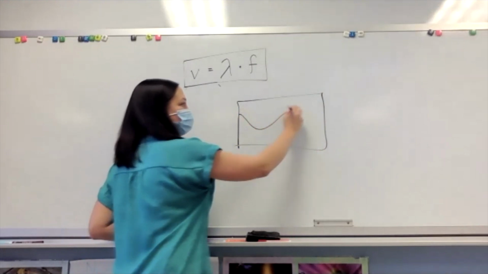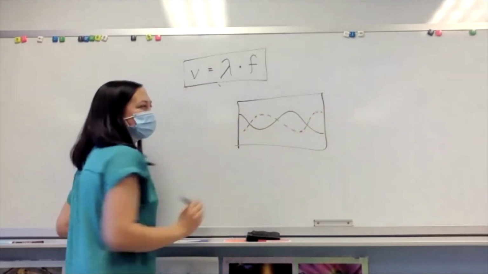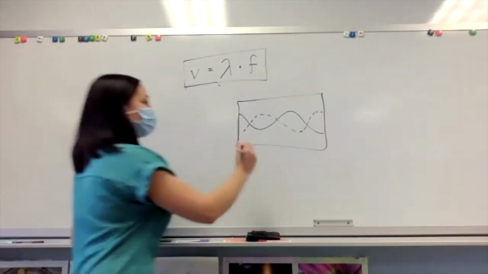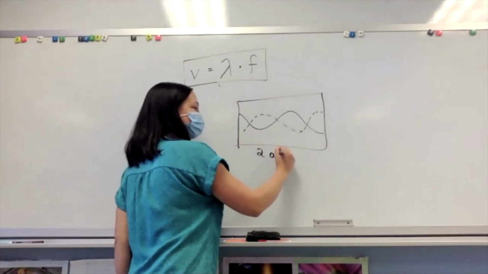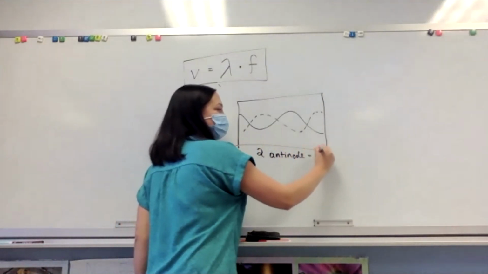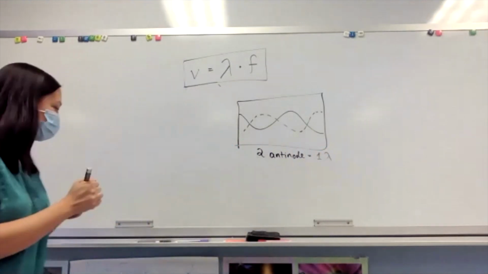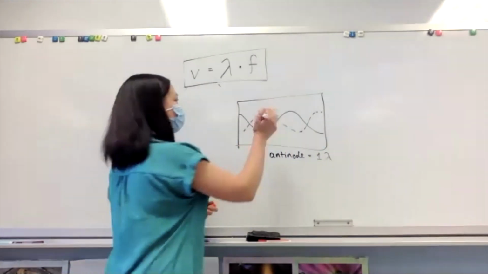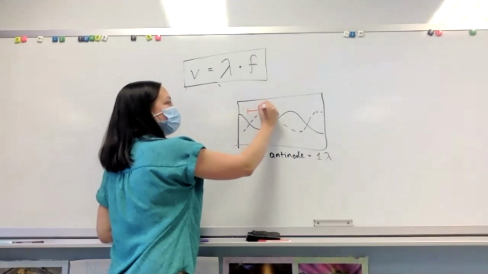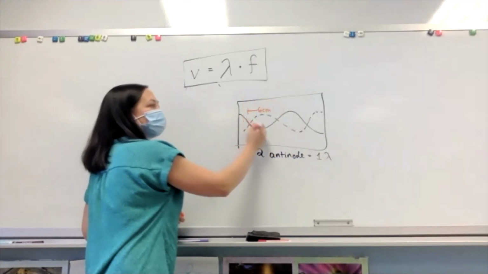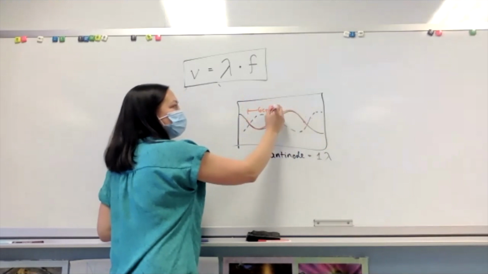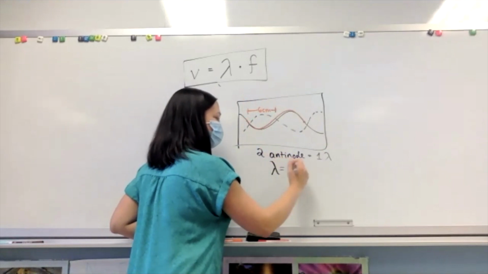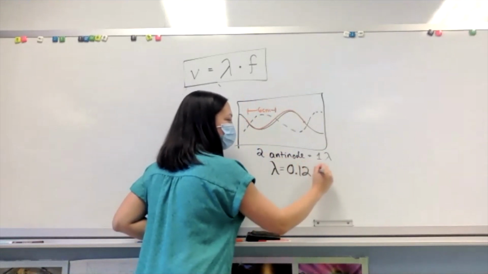So the pattern's going to be a little bit different. It's got antinodes on each end. And when we do this, we know that every 2 antinodes is equal to 1 wavelength. All right, so if we measured that this was 6 centimeters, then a whole wave would be how long? It would be 12. All right, so 1 wavelength is 12 centimeters.